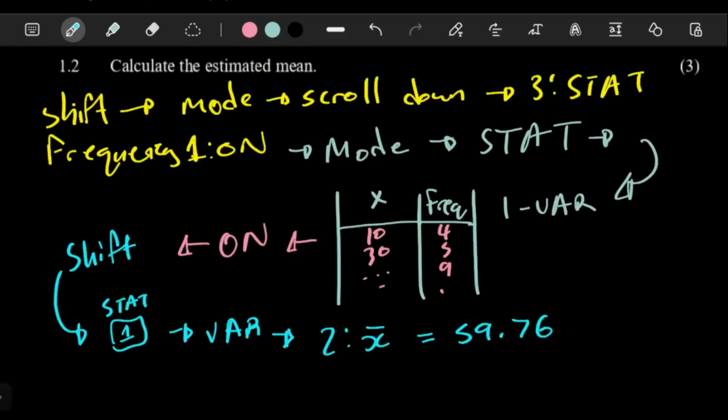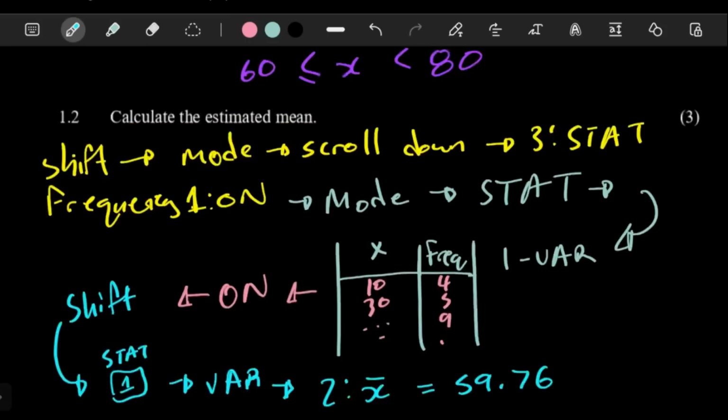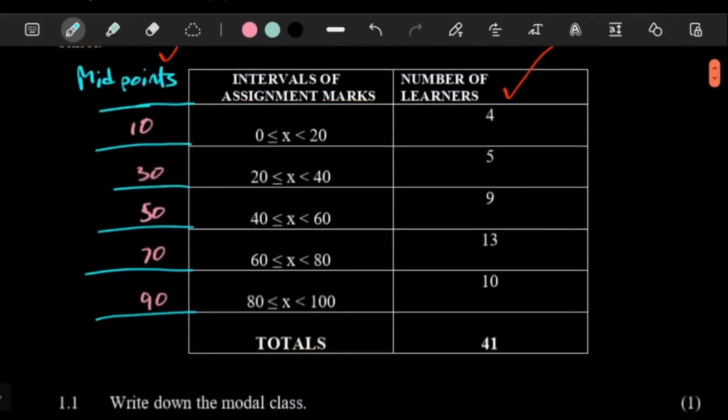So the thing is, you may be thinking to yourself, okay, fine, but this is a 3-mark question. So how would they know that you did the correct thing? Fortunately, when you're working this out, you definitely can put in the midpoints column.